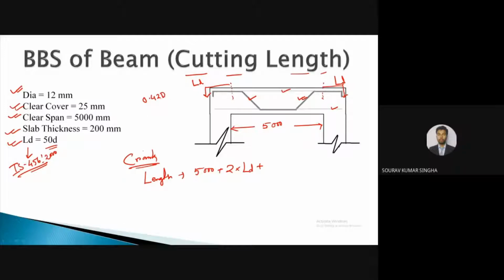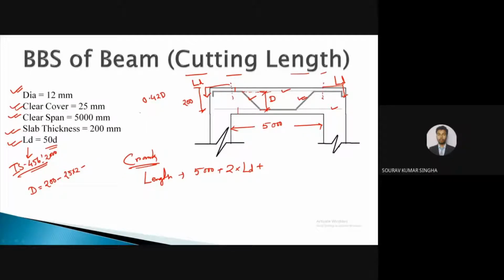And what is D? D is nothing but the distance between the top reinforcement and bottom reinforcement. That means if you make an imaginary line in the top reinforcement and in the bottom reinforcement, this particular distance is D, and definitely it is the center to center distance. So what will be the center to center distance? The overall depth is given over here, that is 200. So D will be 200 minus the clear cover of both sides, that is 25 into 2, minus half dia of both sides.